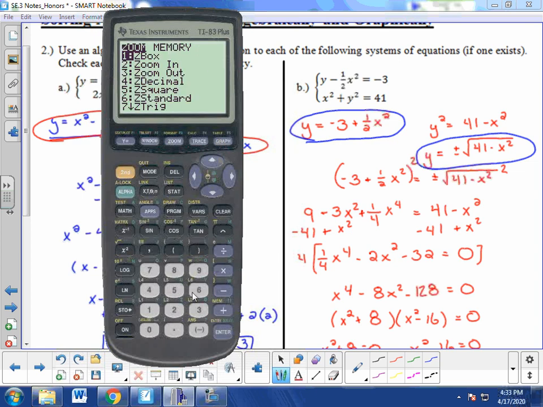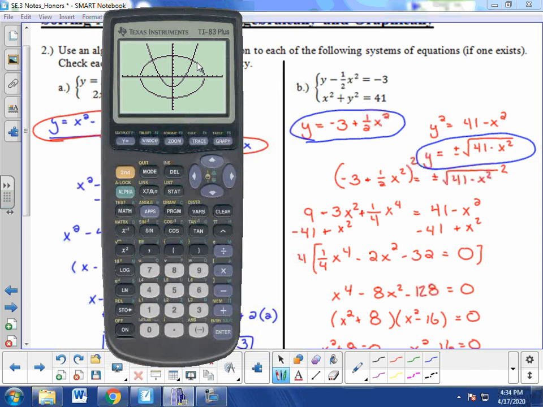I can hit zoom 6 for the standard window, or if it's a circle and I want it to look like a circle, I can hit zoom 5 for square. Hold on. Let me get this back into the standard window first. And I'll just leave it looking like an oval. I know this is a circle because it's a rectangular window, but it looks like an oval. Basically, all we need to do is be able to find the intersections.